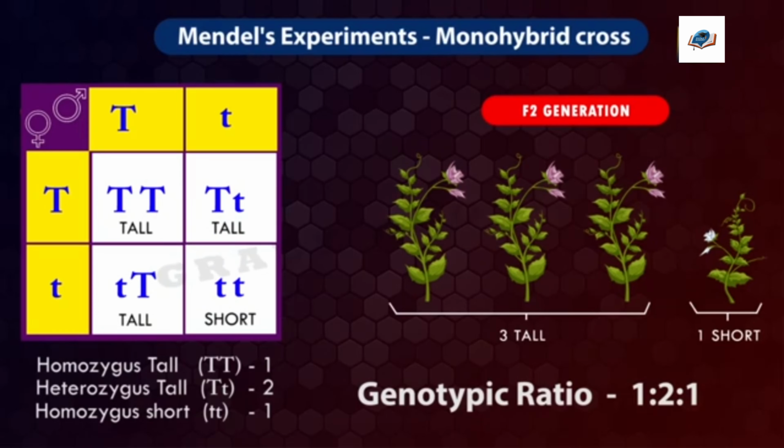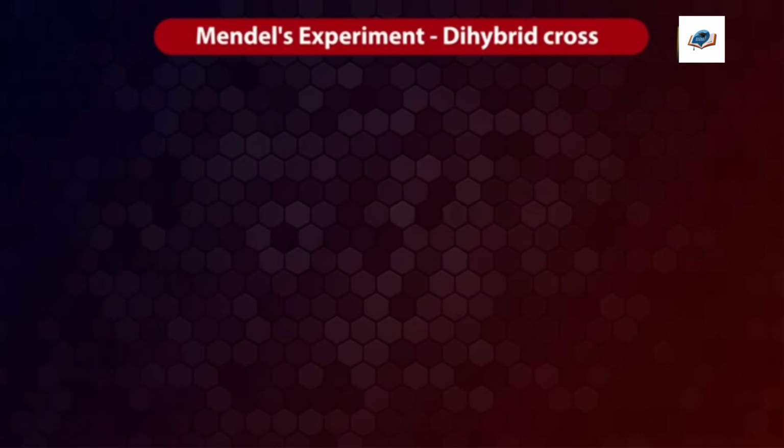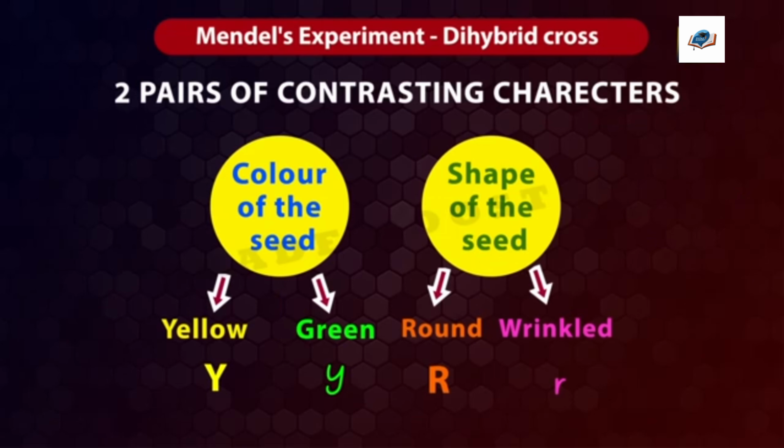Next we got 2 capital T and small t's. These are heterozygous tall, means they have one dominant and one recessive allele, one capital T, one small t. Next we have 1 small t, small t. This is homozygous short. Here both the alleles are short. So this is a pure breed of short pea plant. So the genotypic ratio of the F2 generation is 1:2:1.